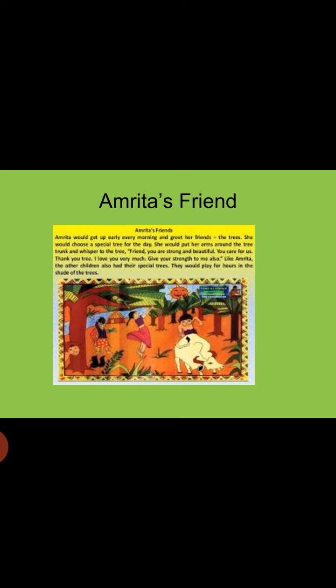And you know who Amrita's friends are? Let's see. Amrita would get up early in the morning and greet her friends. Who are her friends? Trees. These trees are Amrita's best friends. She would choose a special tree for the day. She would put her arms around the tree trunk and whisper to the tree, "Friend, you are strong and beautiful. You care for us. Thank you, tree. I love you very much. Give your strength to me also." So, like Amrita, the other children also had their special trees.